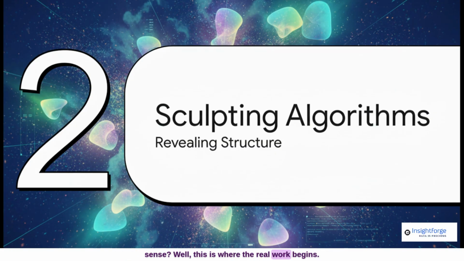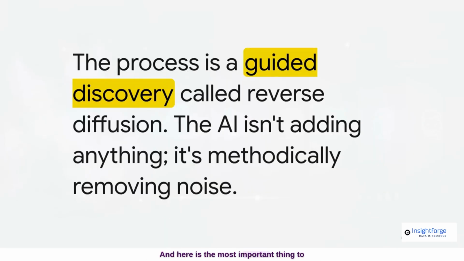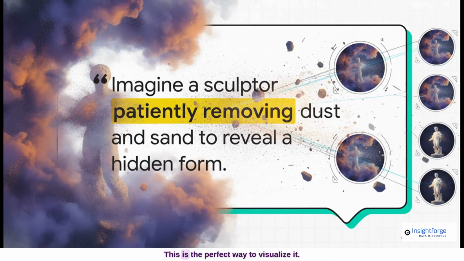Well, this is where the real work begins. And here is the most important thing to understand. The model is not adding paint to a canvas. It's not painting at all. Instead, it's doing something called reverse diffusion, and that name is everything. The AI is carefully and methodically removing the noise to find the picture that's hiding underneath. This is the perfect way to visualize it. Just imagine a beautiful statue that's completely buried inside a giant block of stone and sand. The AI's job is to be the sculptor, patiently chipping away, brushing away all that noise, to slowly reveal the shape that's been hiding in there the whole time.